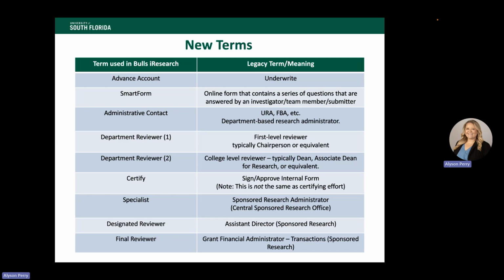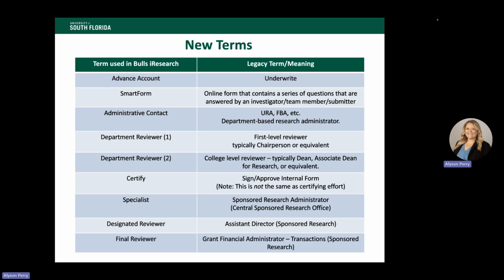There are going to be two levels of department review. That first level typically being a chairperson or equivalent, with the second level typically being a dean, associate dean for research, or equivalent. Certifying within Bullseye Research is going to be signing off on the internal form. Now, this is not going to be the same as certifying effort, and we will show you exactly what is being signed off on when we get into the system in just a little bit.